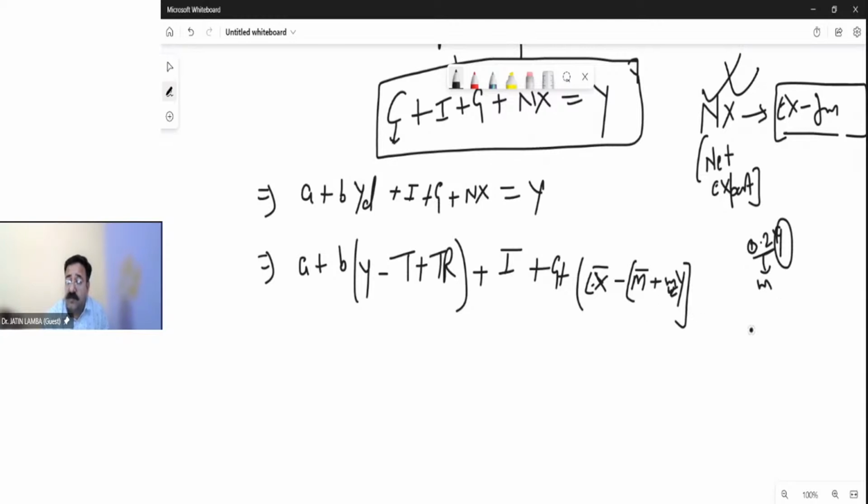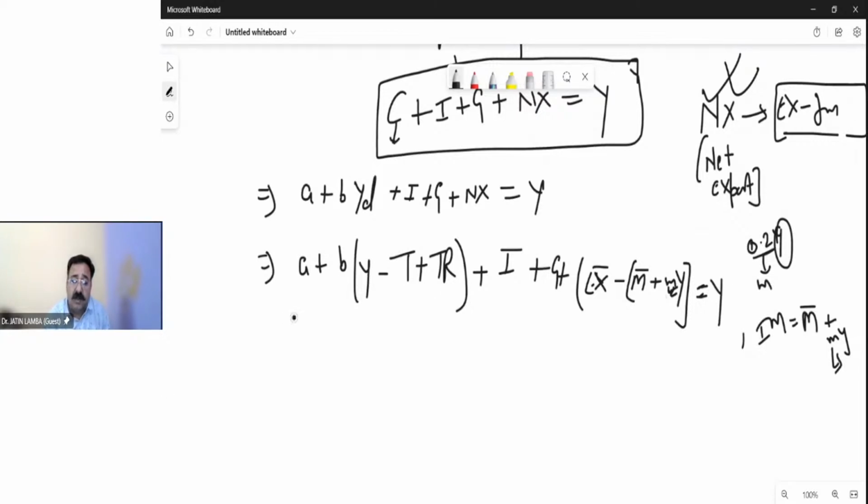तो import का जो function है वो हमने क्या लिया है? Some part of import is constant, M bar, and the other part is MY. M is the proportion, ये percentage होगा. जैसे यहाँ पे b था हमारा MPC, ऐसे M stands for what proportion of income is spent on import. Is it clear बच्चों? यहाँ तक clear है या नहीं बताओ मुझे, फिर मैं आगे करूँ.